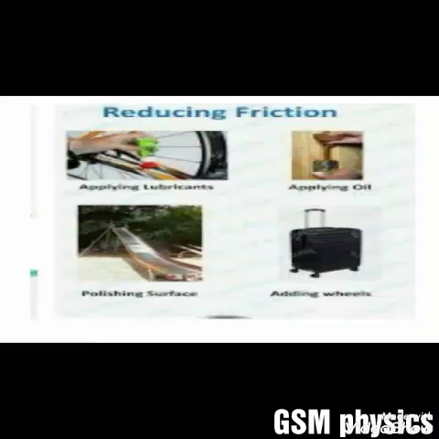Reducing friction. Look at these pictures. These are examples of reducing friction. First, applying lubricants on the cycle. Second, applying oil on the door. Polishing surfaces like slides. Adding wheels to bags. It's all about reducing friction.